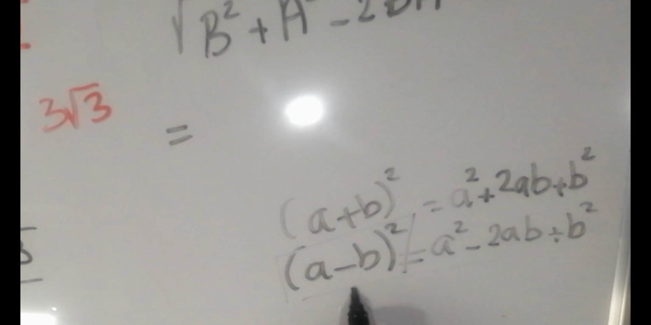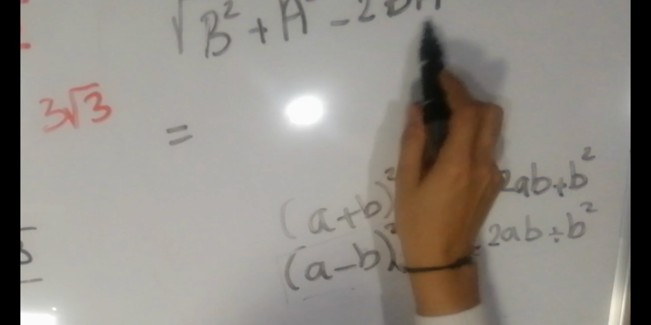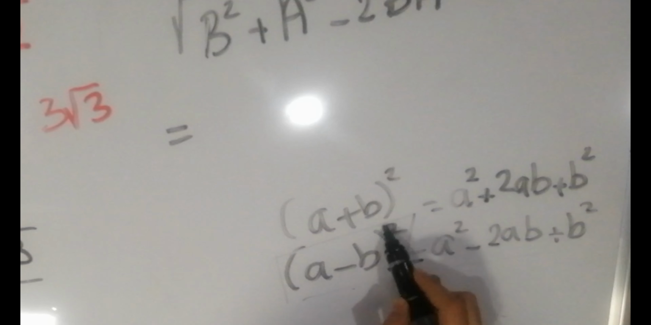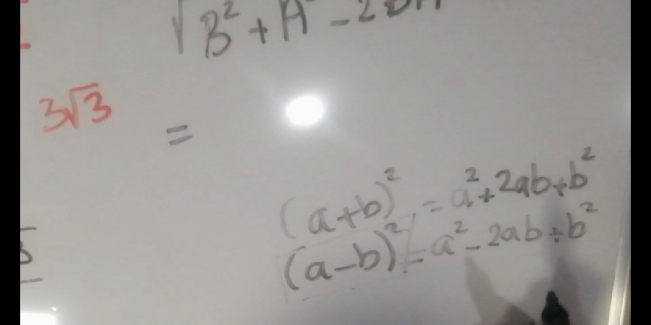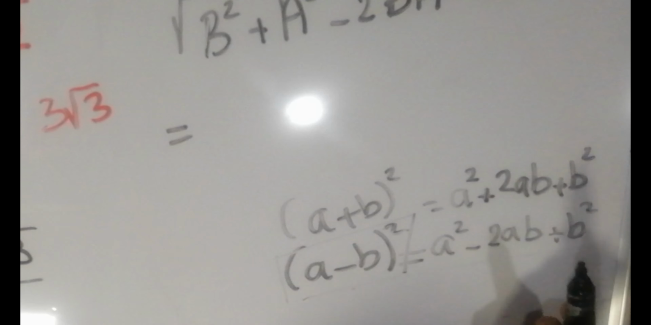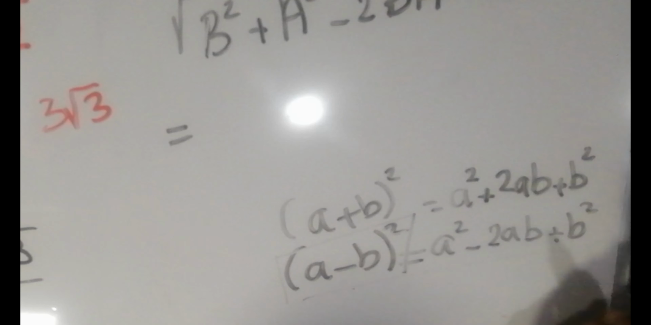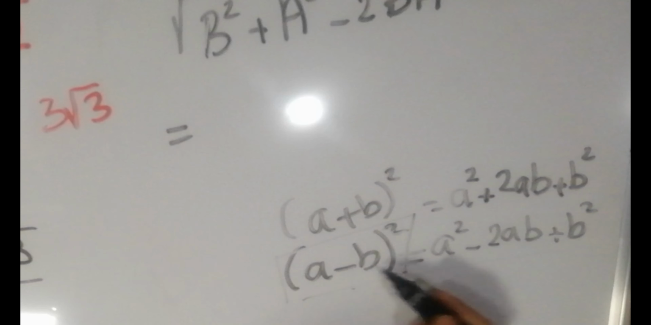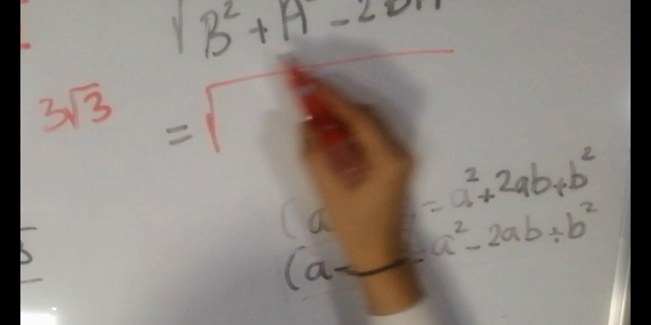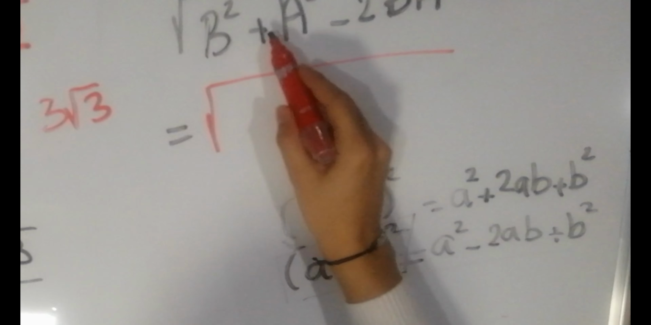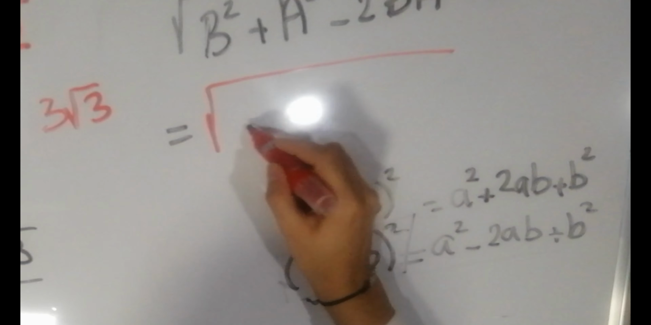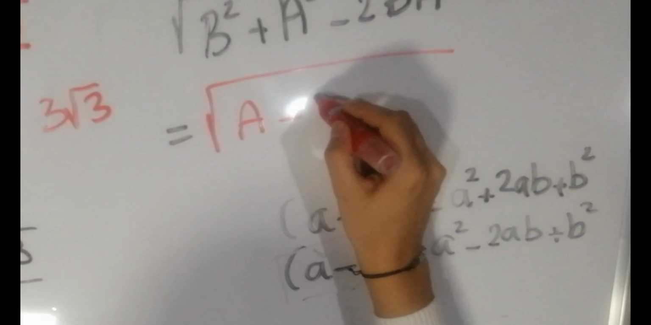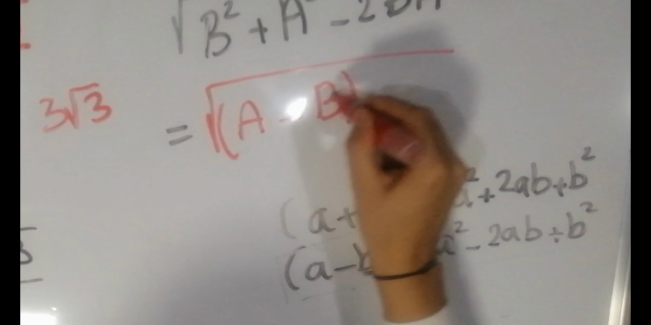And why do I prefer that way? Because if I write (A minus B) all squared, the square and the radical will be cancelled, and then I don't have to struggle with the radical, and I just need to solve A minus B. Okay? So that's what we are going to do. So here we will write the radical. Instead of B squared plus AB plus A squared minus 2AB, we will write (A minus B) all squared.